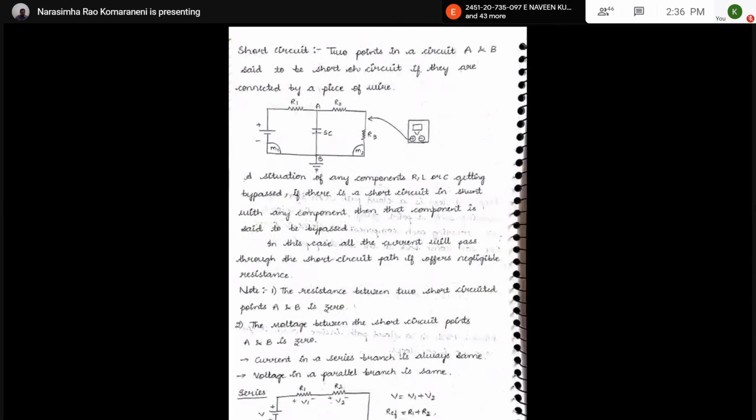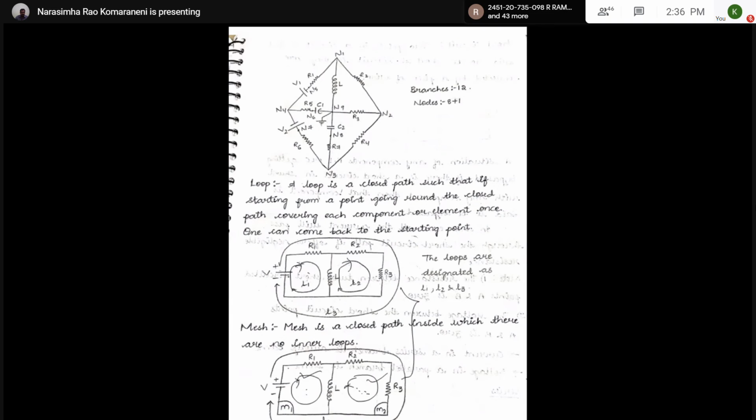Sir, can a mesh be a loop? A mesh can be a loop, but if it doesn't have any outermost loop, then we can call it a mesh. Simply, if there are no inner loops inside that loop, we can call it a mesh. That's it.